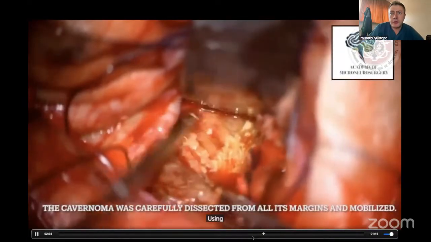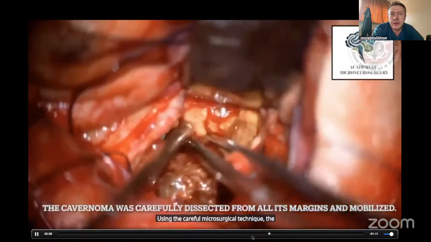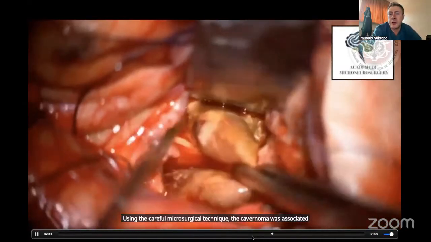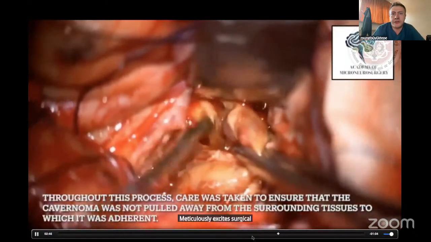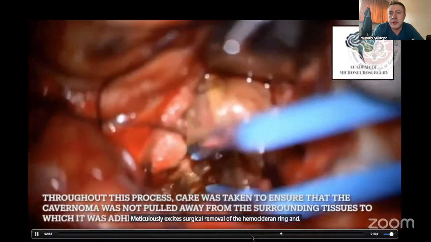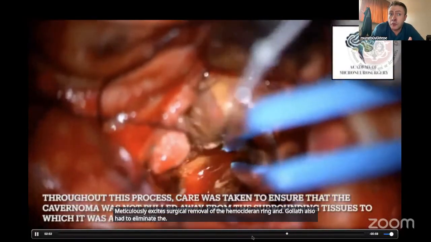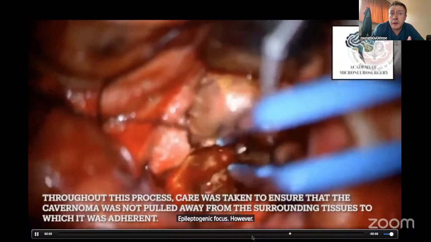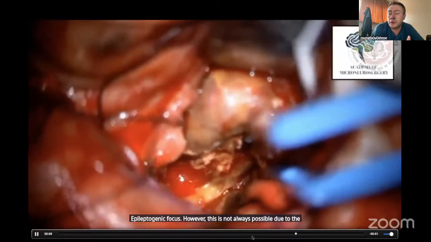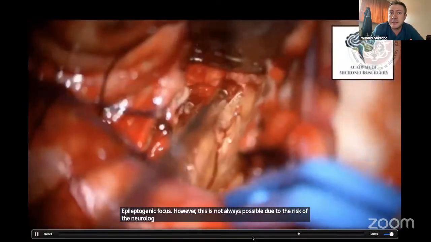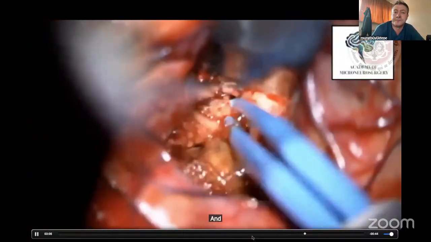Using careful microsurgical technique, the cavernoma and associated cystic components were meticulously excised. Surgical removal of the hemosiderin ring and gliosis also helps to eliminate the epileptogenic focus. However, this is not always possible due to the risk of neurological deficits and adhesions in the eloquent areas and the brainstem.